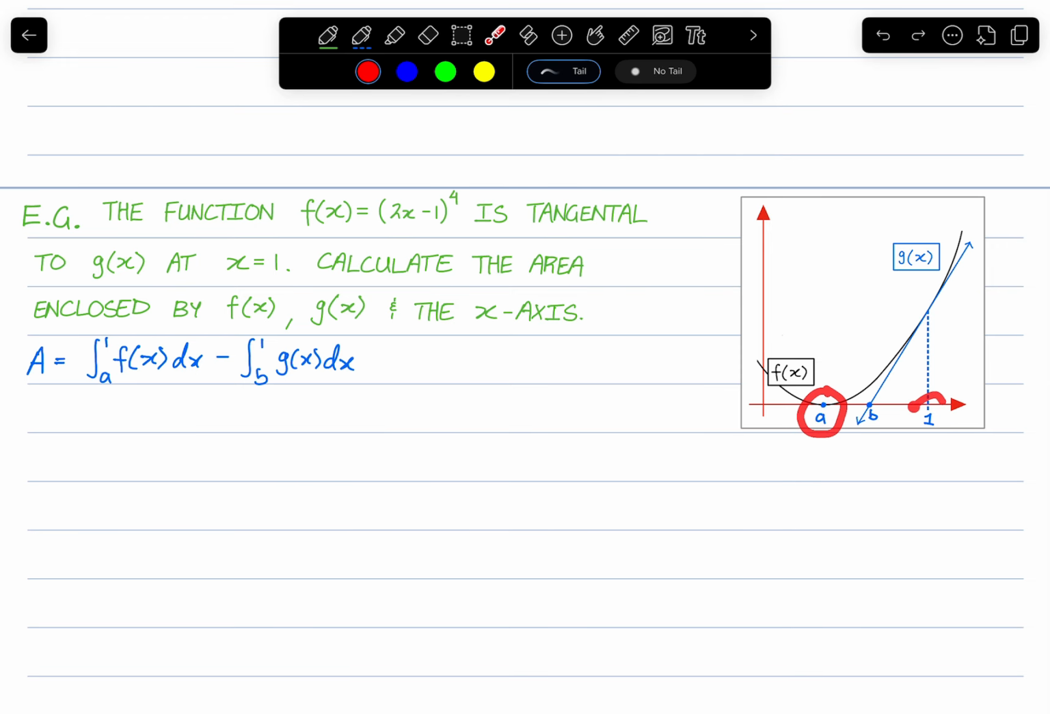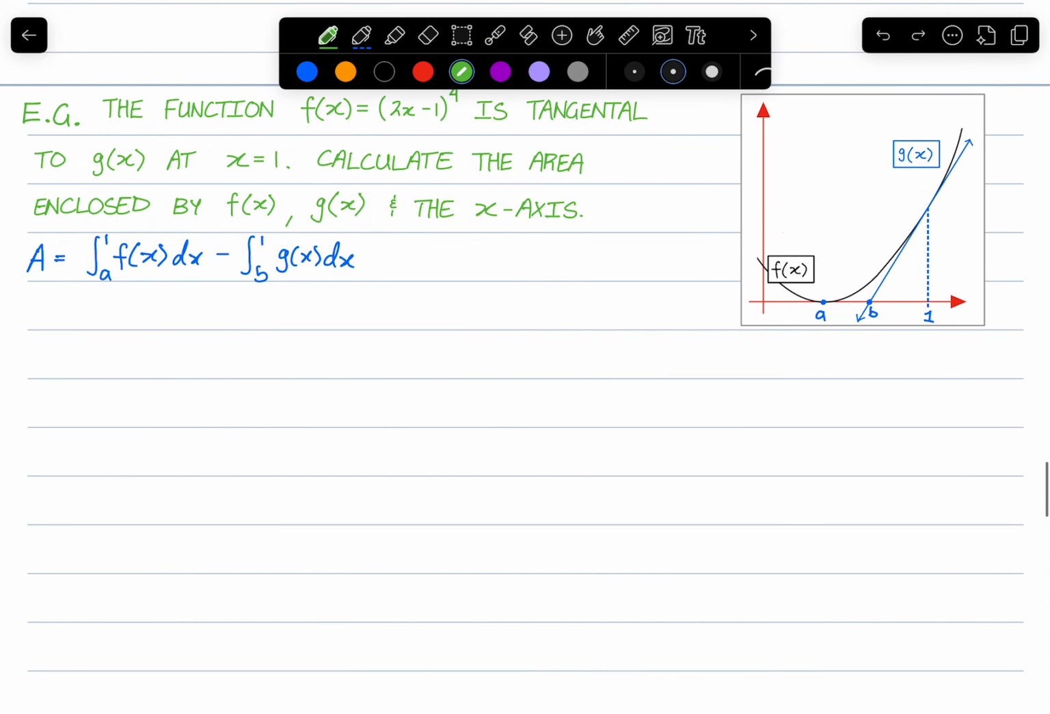Remember, we said from A to 1, firstly, what is A? And then from B to 1, what is B? And if you take a closer look at the question, we actually don't know what g of x is as a function. We know it's a line, but we actually aren't given what g of x is. So let's actually break this down.